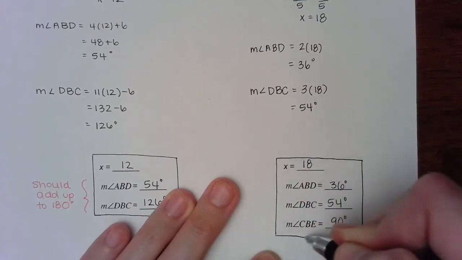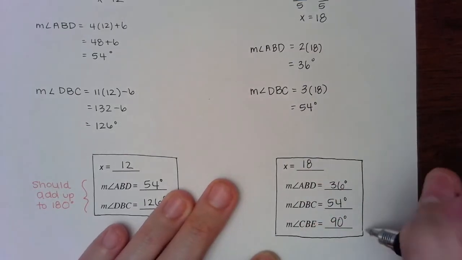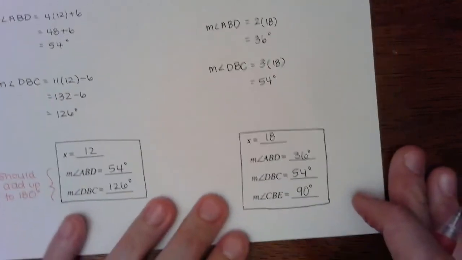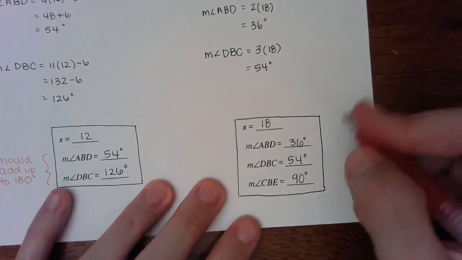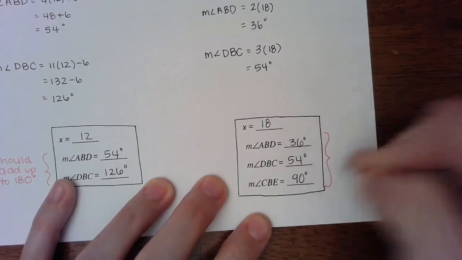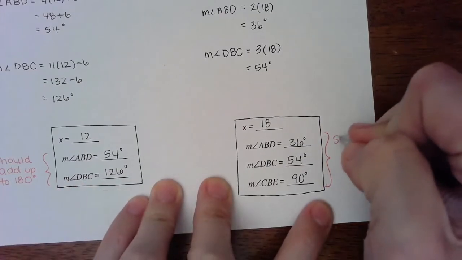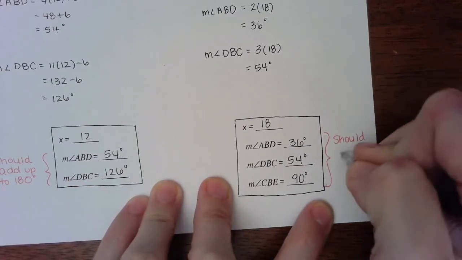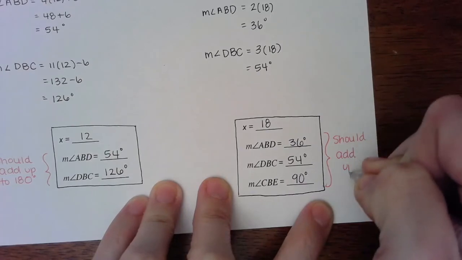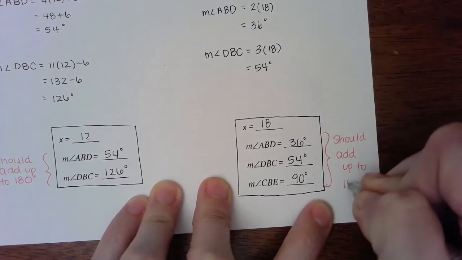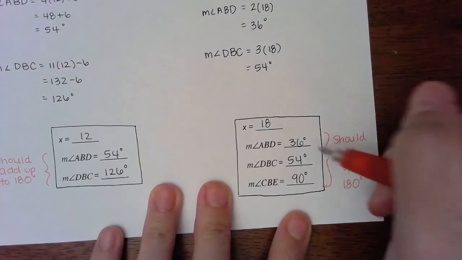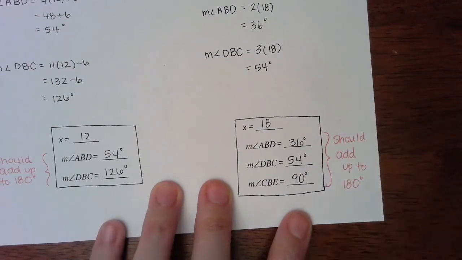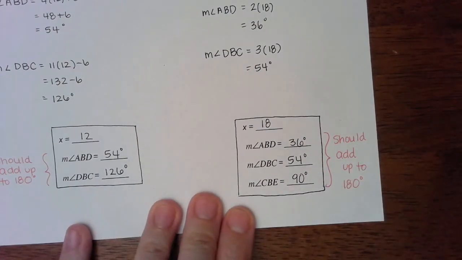And then just make a note for yourself that to check this one, if you wanted to make sure that you had gotten the right answer, all three of these angles, because there were three parts to start, should add up to 180 degrees total. And if you check by adding 36, 54, and 90, they do in fact add up to 180 degrees, so you know you got the question right.